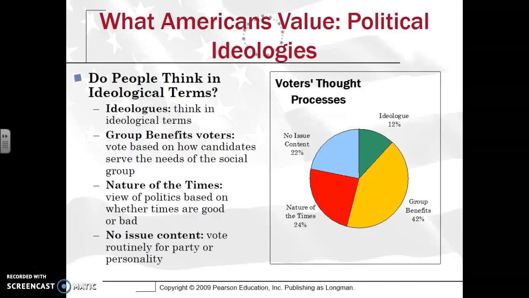And then you also have no issue content voters, where they vote routinely for party or personality. So you might be always Republican, no matter who the person is, you will vote Republican, or vice versa for a Democrat, somewhat in line with ideologues as well. So it's important to keep in mind that ultimately the majority of voters are group benefit voters.